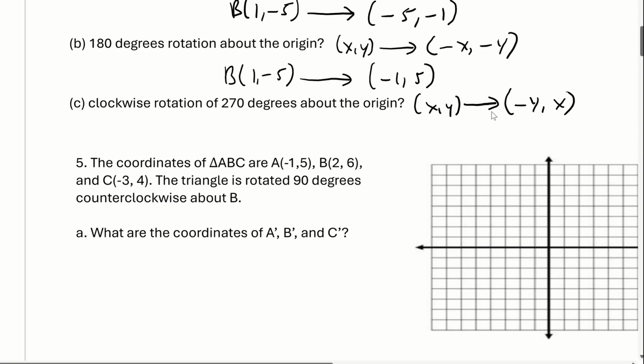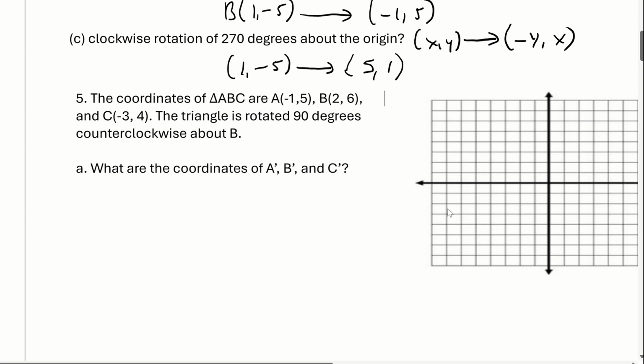And then the rule for rotating clockwise 270 is (-y, x). So you just have to know these rules for the test. So now we got 1, -5. That transforms into, switch the 2 coordinates and put a negative on the first one. So it's going to be 5, 1. All right, takes care of that one.